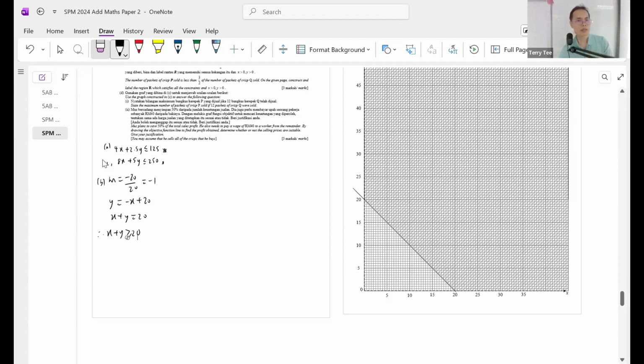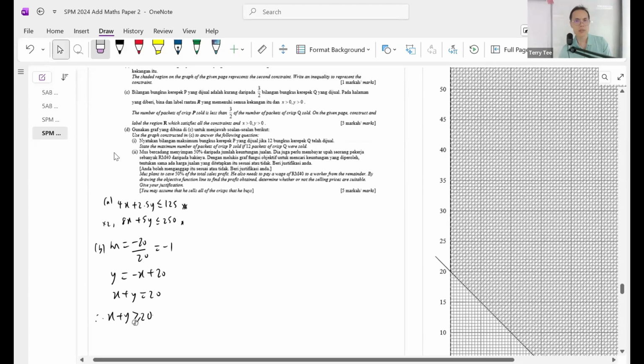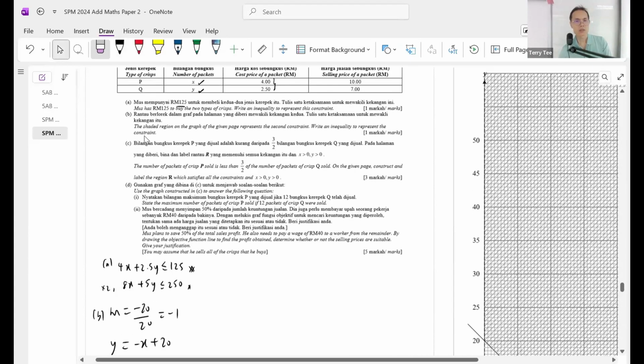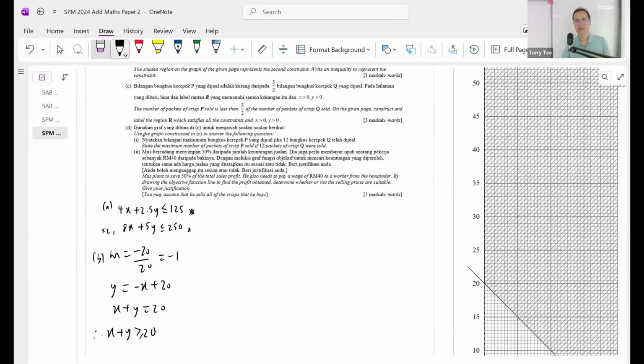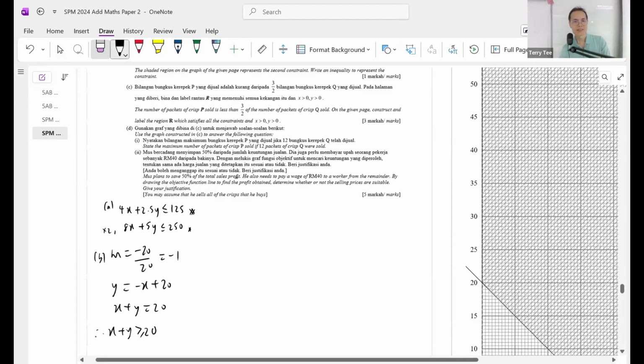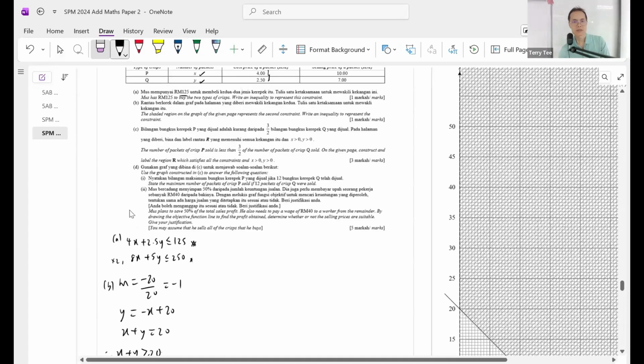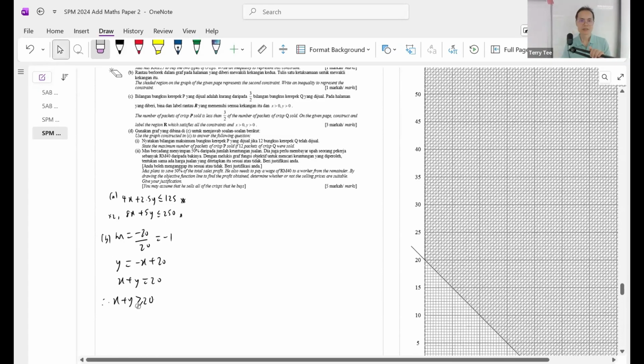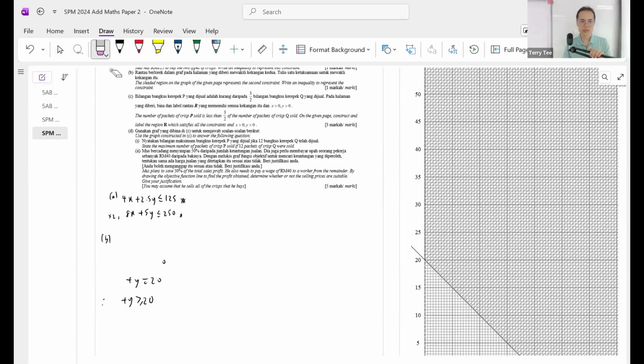Okay, now next. Let's move on. Next one, the third inequality. Yeah, probably wrote too big. I wrote this too big. Now I cannot squeeze inside. Wait, one more time. Let me write smaller. So the gradient is negative y-intercept over x-intercept, -1. Your y-intercept is 20, y equals minus x plus 20, x plus y is 20, so your x plus y is greater than or equal to 20.